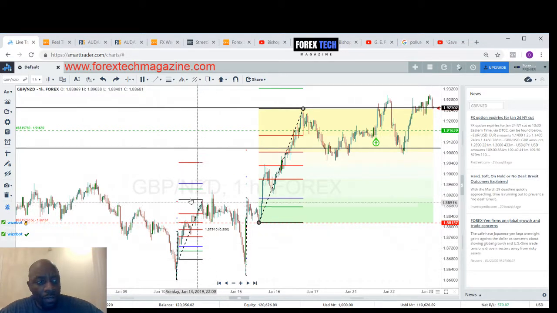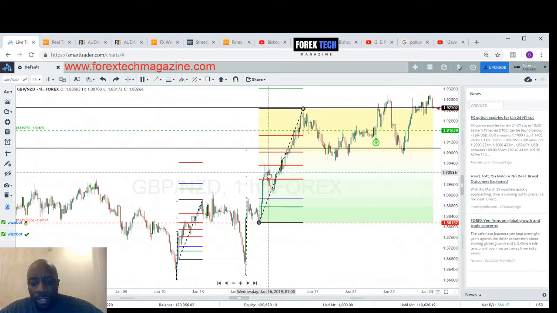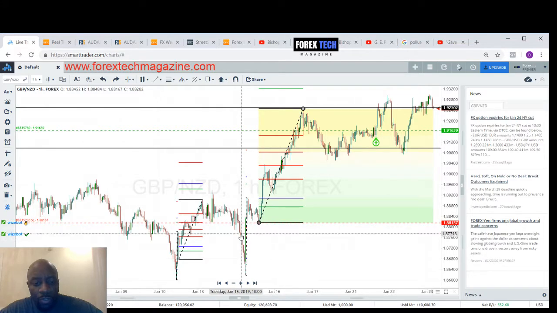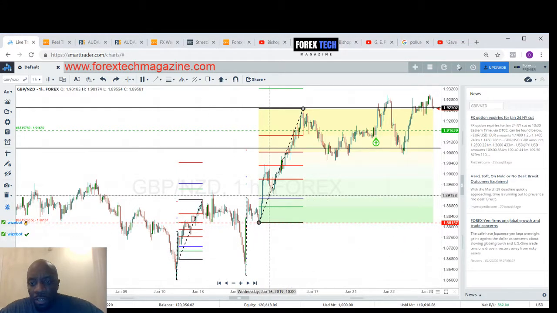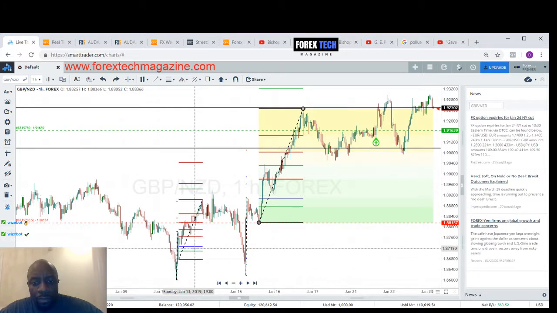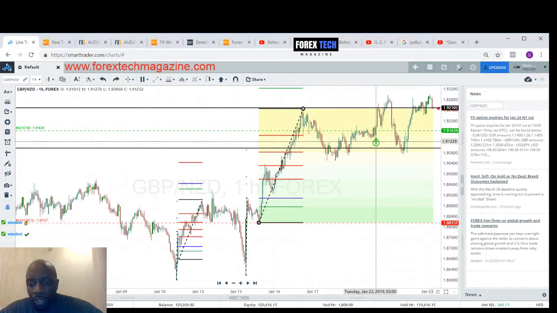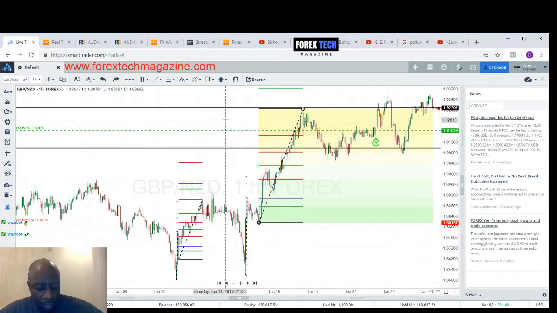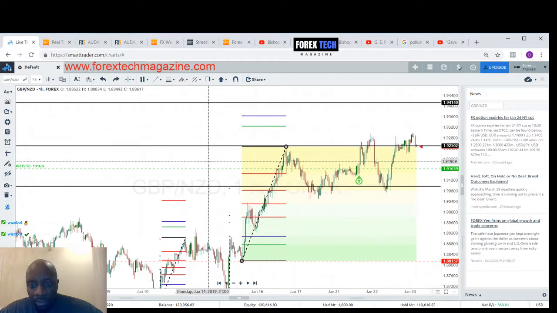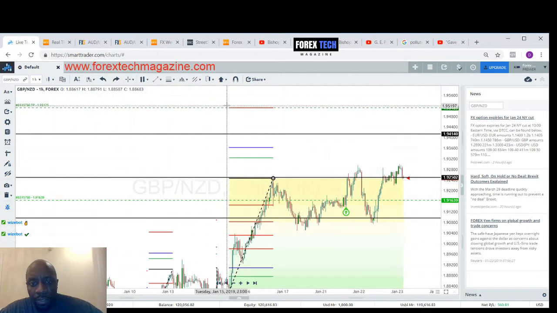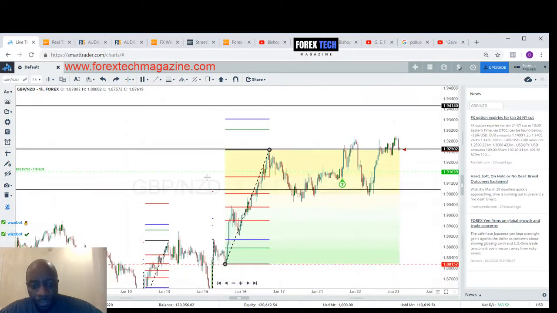All right, so this right here is a Great Britain pound, New Zealand dollar. This is one that we're actually in a trade with right now at the moment, and as you can see, it's already completed two Fibonacci sequences, and now is working on the third. As you see, it's in the process of pushing up to our take profit, our D, which is up here.